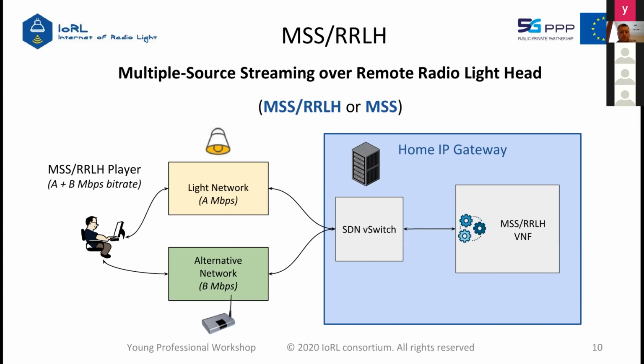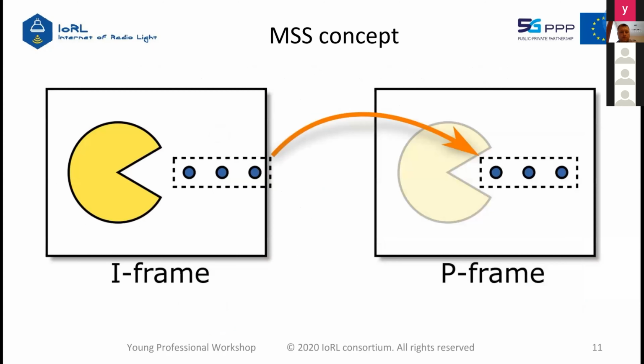One important aspect in our architecture is the MSS VNF deployed in the home IP gateway of the project. Video traffic can be redirected to this VNF, and this VNF will be responsible for transcoding the video content into several qualities and segmenting the video data into video segments optimized for the delivery over MSS.